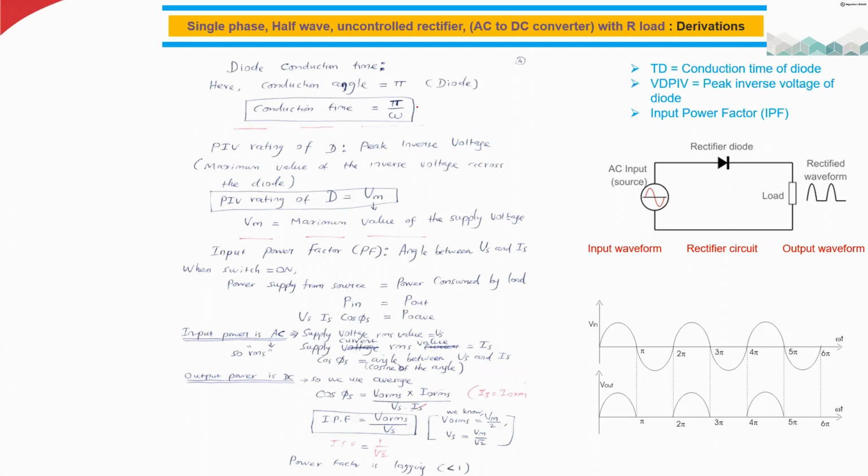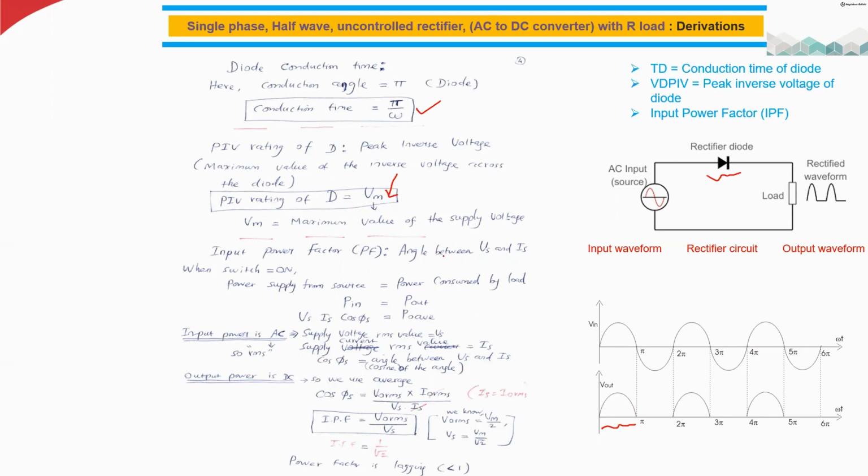Diode conduction time is equal to pi by omega. It means how long the diode will conduct. The diode is conducting only up to 180 degrees, so 180 degrees divided by 2 pi f according to the frequency. And the PIV rating of the diode is equal to the maximum value of the supply voltage.